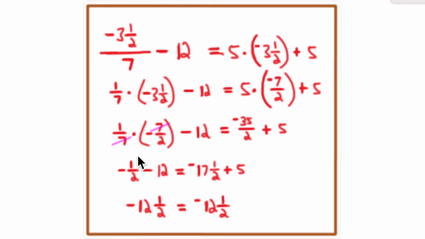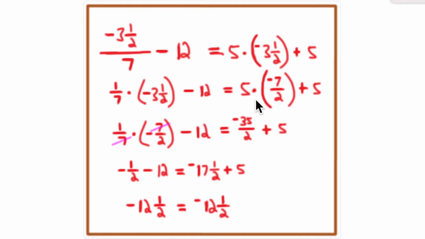So you have to think about this. Negative 1/2. If you're going to subtract 12 or add a negative 12, that's going to give you a negative 12.5. So you've worked on this side. Again, make the same change to an improper fraction. So this is a negative 7/2, just like over here. This becomes a negative 7/2 over here.